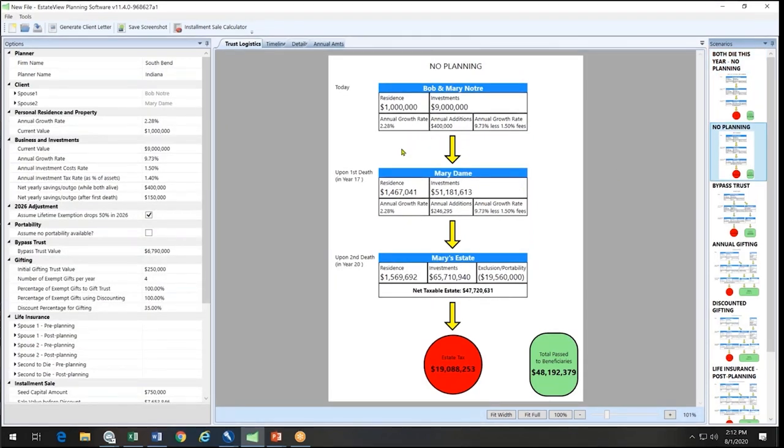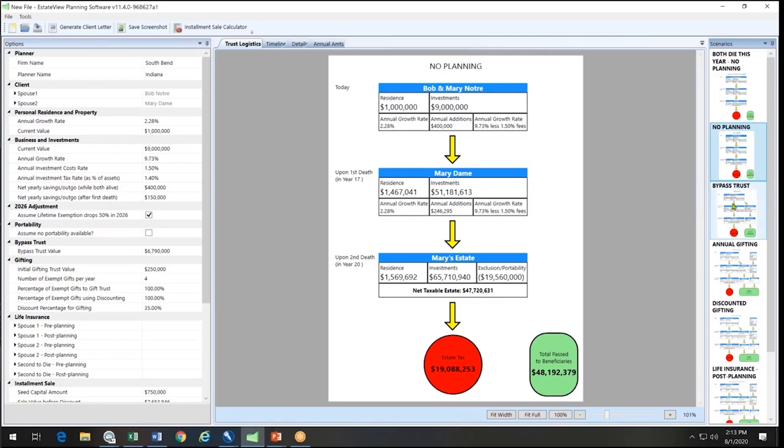This shows you that Bob dies in the year 2017. The house is now worth $1,467,000. The investments in year 17 are $51 million because of the time value of money and the $400,000 a year savings. And on Mary's death, many years later, the estate tax is $19 million. So those are the first two screens.